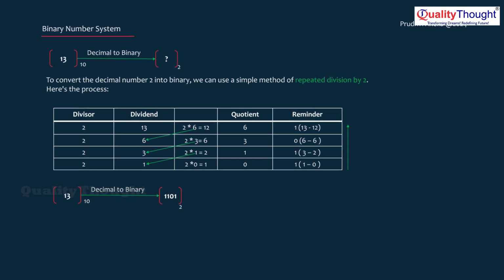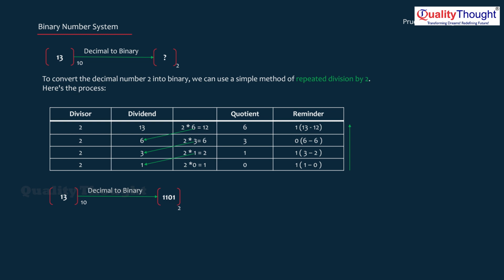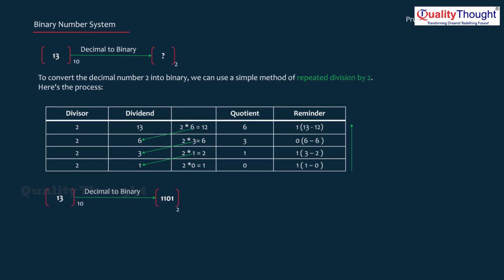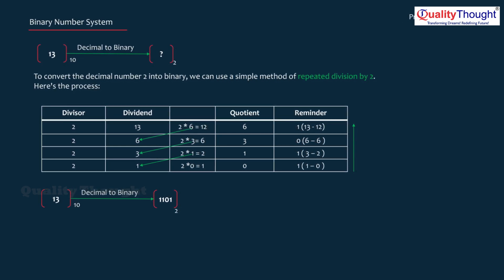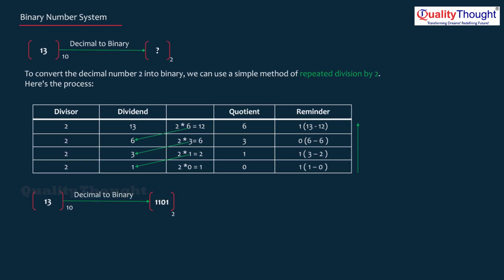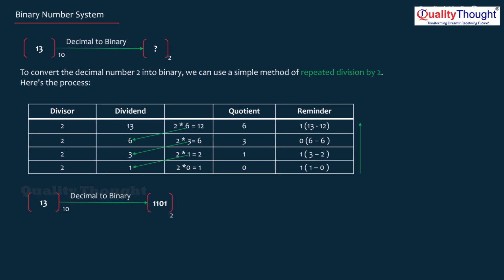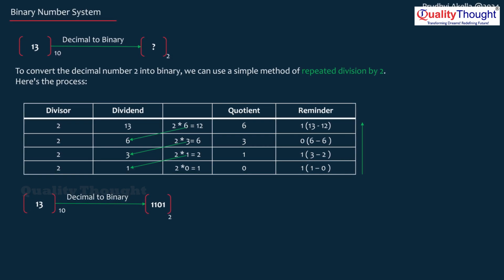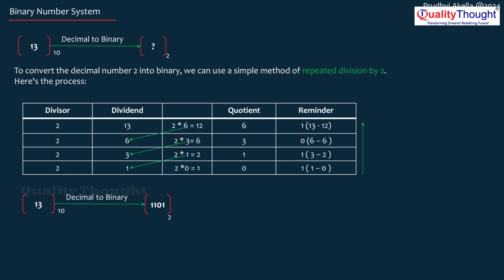In the same way, let's take another example. Let's convert decimal 13 into binary. The divisor will always be 2, as we already discussed. Now the dividend will be 13. The nearest multiple for 13 is 2 times 6, which is equal to 12. Now the quotient becomes 6, and the remainder becomes 1, because the dividend minus the multiple of the divisor, 13 minus 12, is 1.